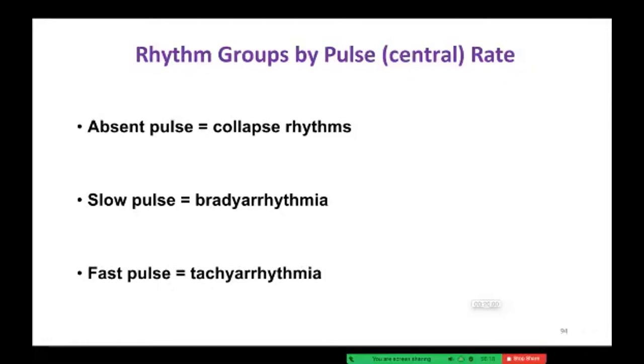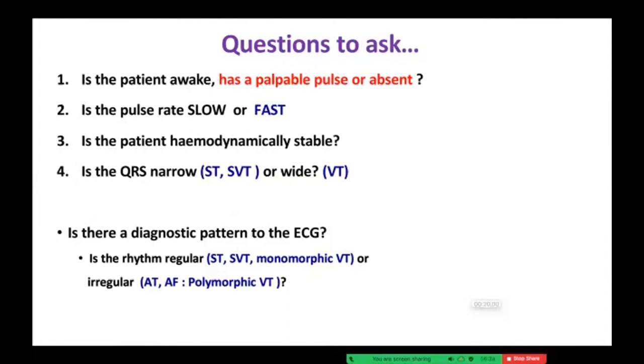Now we may have a slow pulse, that's called bradyarrhythmia, and may have a fast pulse, that's called tachyarrhythmia. When we have a slow or a fast pulse, you may ask these questions. One is whether the palpable pulse is present or absent. We already discussed that. When there is no pulse, it will be a cardiac arrest rhythm. But if the pulse rate is abnormally low or fast, you consider bradyarrhythmia or tachyarrhythmia. So always remember, we treat the patient. So you need to look at the hemodynamic status of the patient.